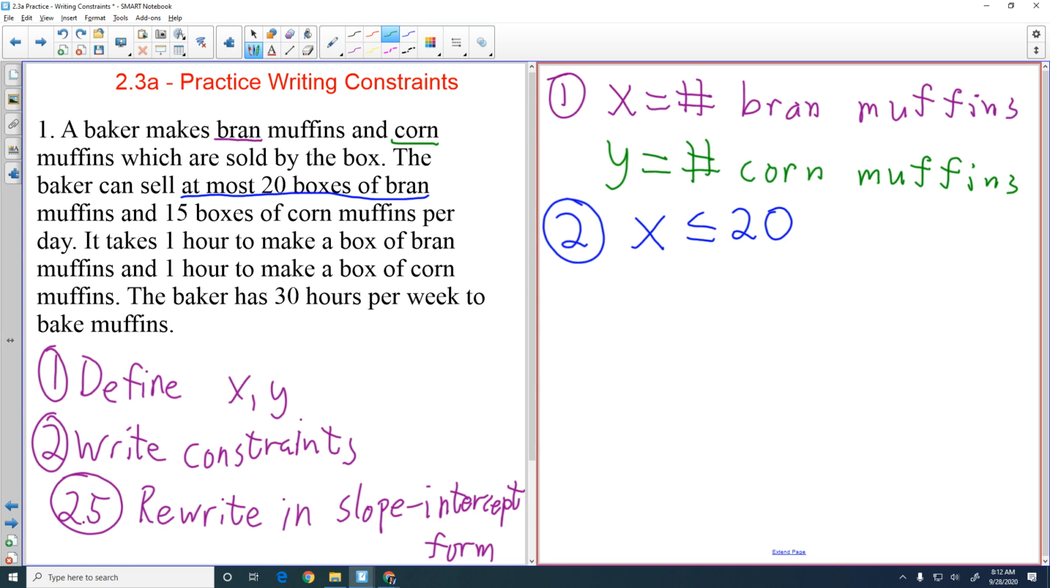All right, after that, in that same sentence, 15 boxes of corn muffins. That's also part of that "at most" statement. So what should this next inequality look like? First of all, are we going to use X or Y? Y, because this is talking about corn muffins. And then it's compared to 15. Will this be a less than or equal to 15 or a greater than or equal to 15? A less than, good. Because 15 is the most he can make. He can do 15, he could do 14, right? But he couldn't make 17 or 20 or 30. So Y has to be less than or equal to 15.